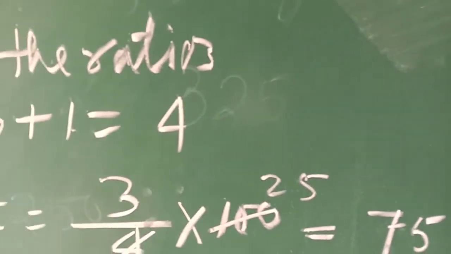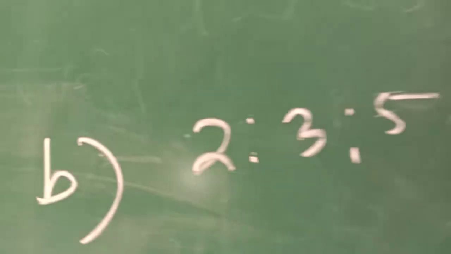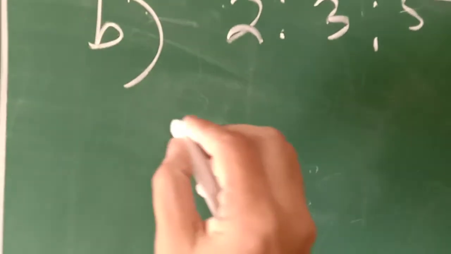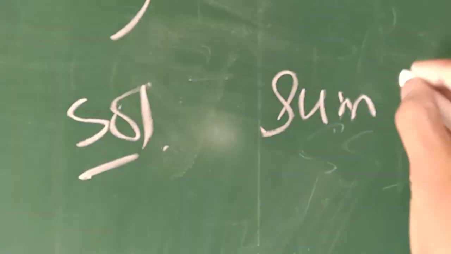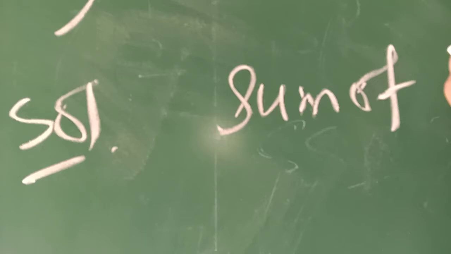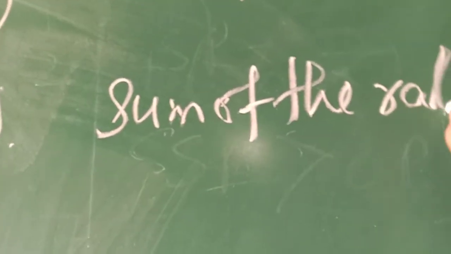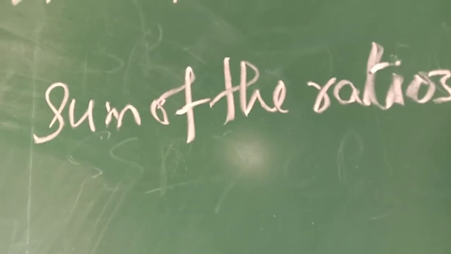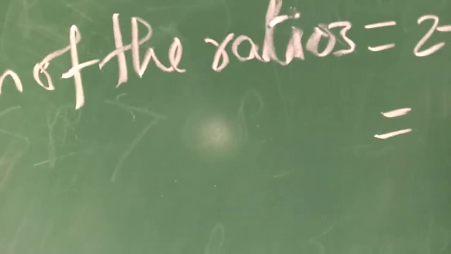Question number B, 2:3:5. The question is 2:3:5. What you have to do? Summation of the ratios, or sum of the ratios, whatever you want to write. Sum of the ratios equal to 2 plus 3 plus 5, that is 10.